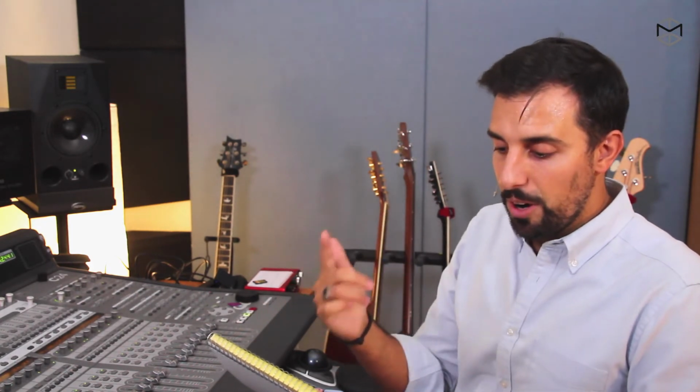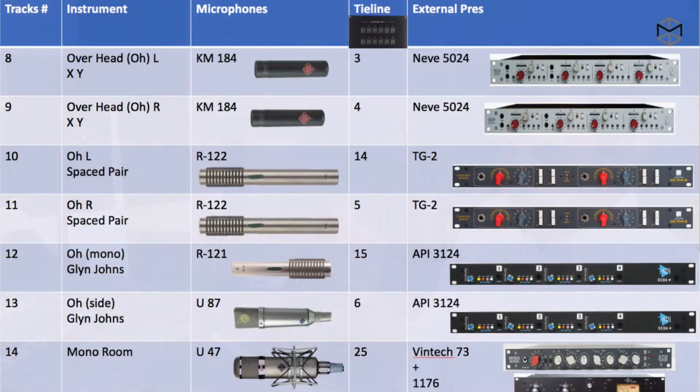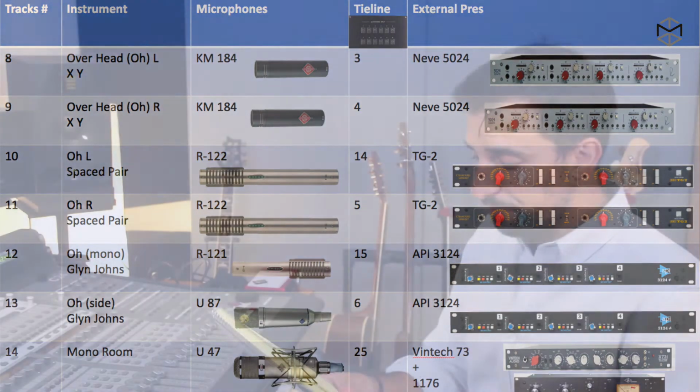And I'm gonna let you hear how great this sounds. Moving forward, I have my mono ribbon microphone, the R21, and it's going into an API 3124. The side, of course, since I'm using stereo techniques, it's no coincidence that I'm using two different microphones for the Glyn Johns technique. I'm using the R21 and the U87. They're both feeding an API 3124.